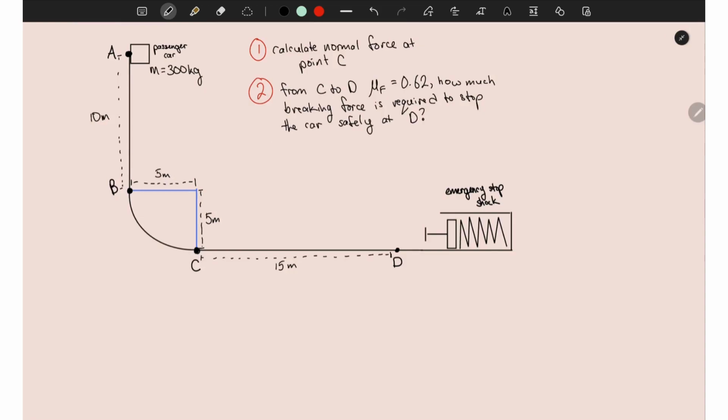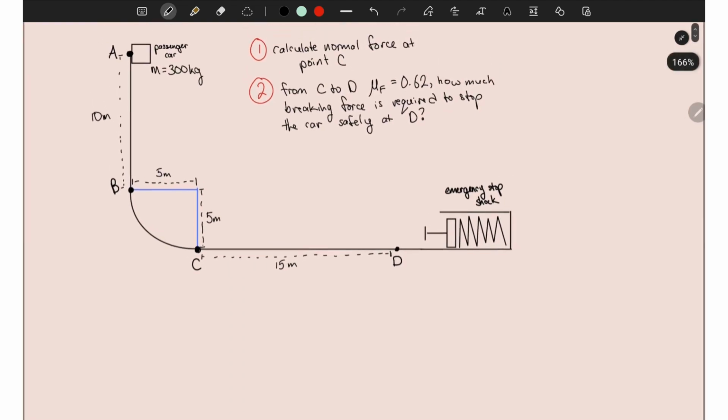Hi everyone. So today we're going to be solving a problem that involves some kind of amusement park ride that has a passenger car starting really high up at point A, falls straight down, drops through a path that undergoes centripetal motion from B to C, and then just linear motion from C to D. So the two components to this question: we're going to calculate the normal force at point C, and then we're going to determine how much braking force is needed to stop the car safely at point D.